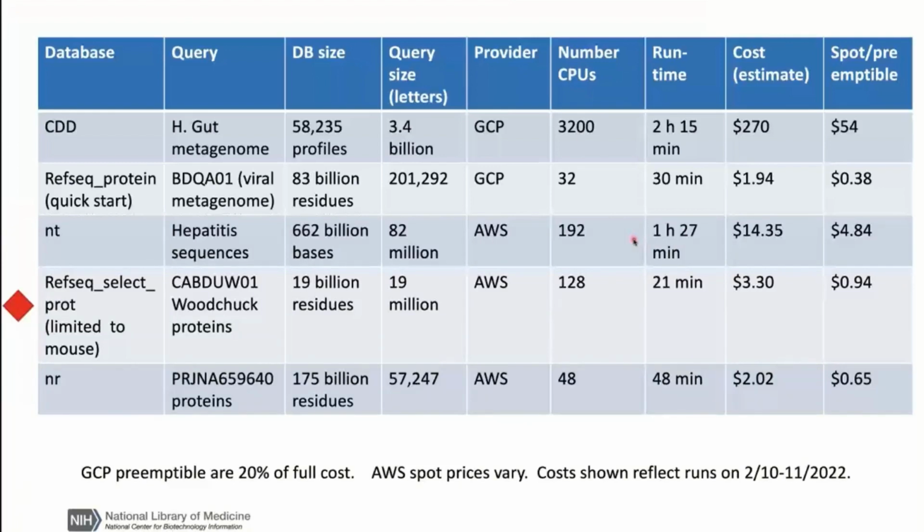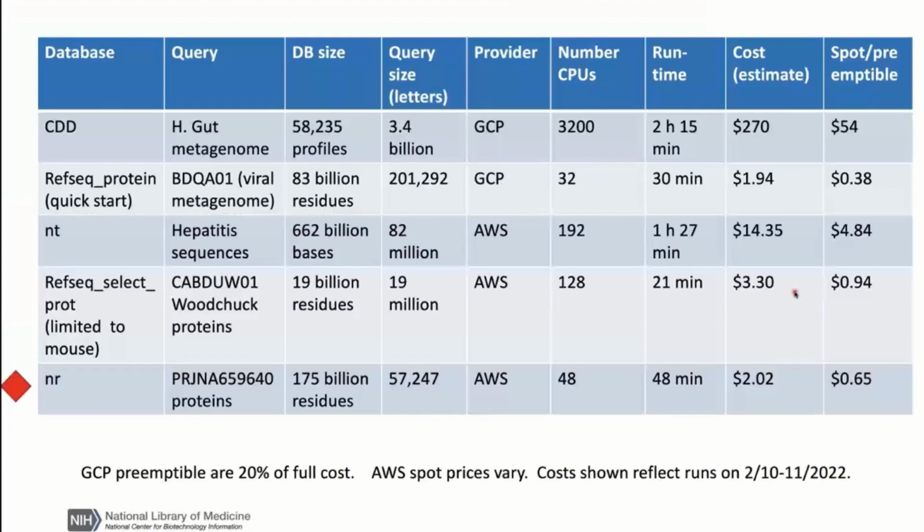Okay, so the fourth row is a search of the RefSeq select database, limited to mouse sequences. ElasticBLAST supports taxonomic limitations, so it's not a problem to limit to mouse. And this looks familiar because it's the example I did in the demo. As you can see, runtime is about 21 minutes, $3.30 real cost to run, and as a spot instance, it could run about 94 cents. And the number of CPUs is 128.